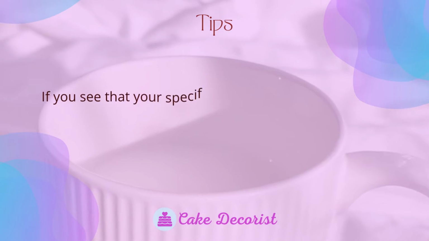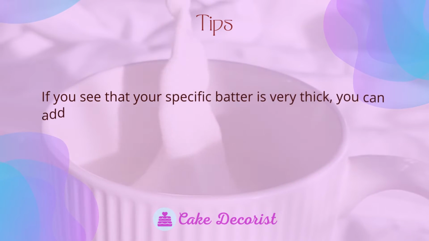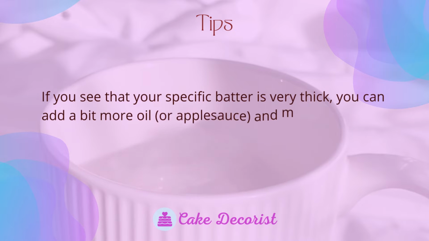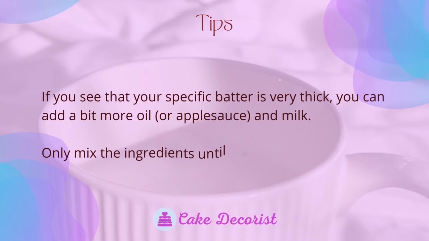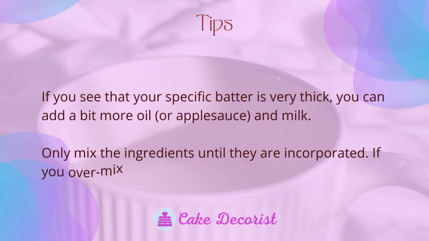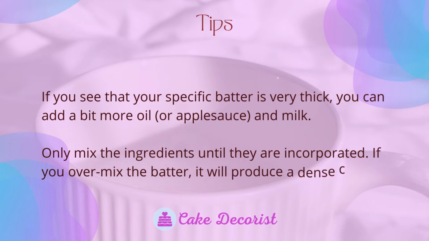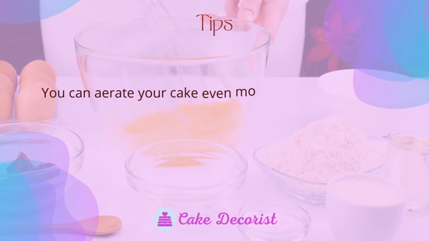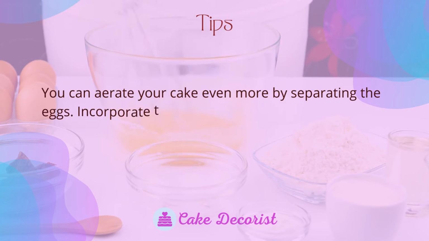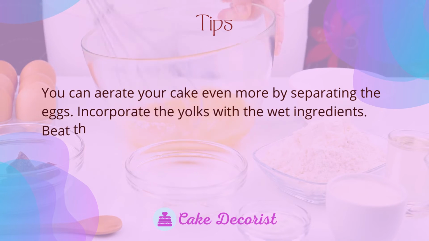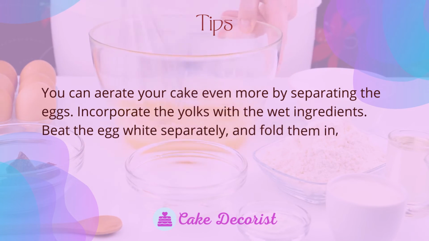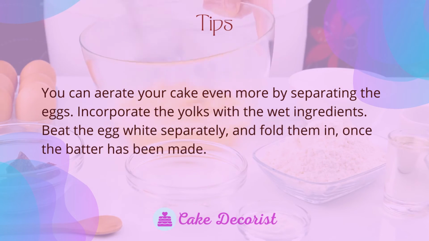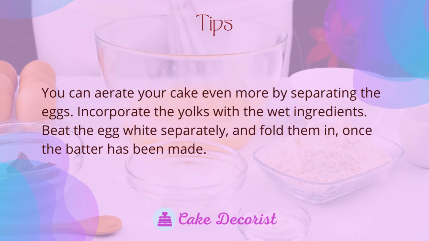Tips and tricks. If you see that your specific batter is very thick, you can add a bit more oil or applesauce and milk. Only mix the ingredients until they are incorporated. If you overmix the batter, it will produce a dense cake. You can aerate your cake even more by separating the eggs. Incorporate the yolks with the wet ingredients. Beat the egg whites separately and fold them in once the batter has been made.